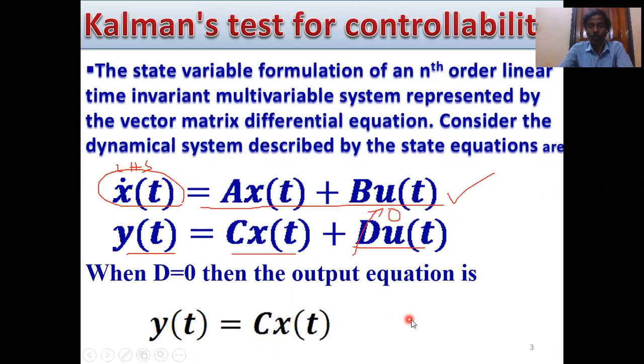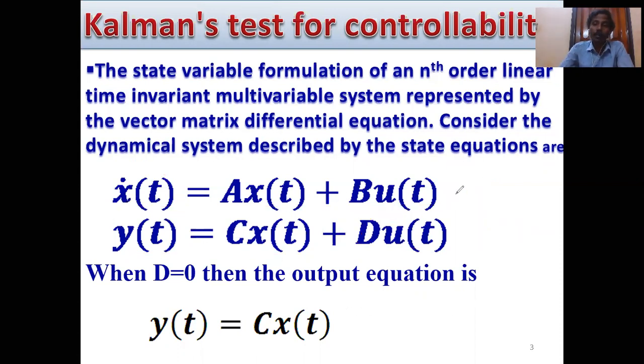So these two equations represent a MIMO system, multi-input, multi-output system. When D equals 0, the state equation is x dot t equals A x t plus B u t, and the output is y t equals C x t. And this is the SISO system, that means single input, single output system.